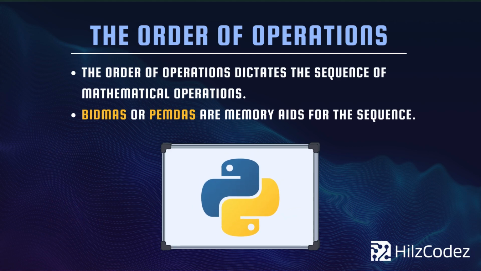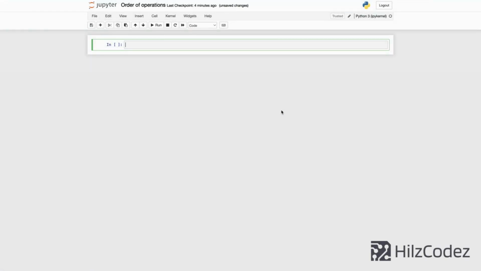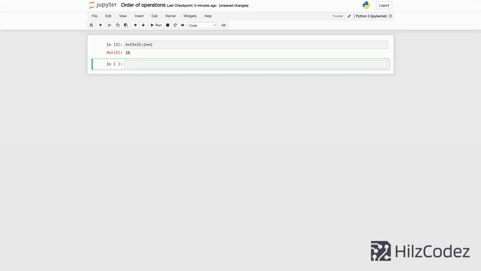Okay, that's enough theory. Let's get hands-on with Python and put these rules to work in code. So open up your favorite code editor. I'm using Jupyter Notebook. Firstly, let's start by typing out the example from the slides to see how Python calculates 4 plus, the product of 5 times 3, minus 2 squared. If you're unsure how to write indices in Python, be sure to watch my video exploring powers and roots. After running this cell, you can see Python gives us the same result as in the slide, which is 15. This is because by default, Python follows the order of operations.